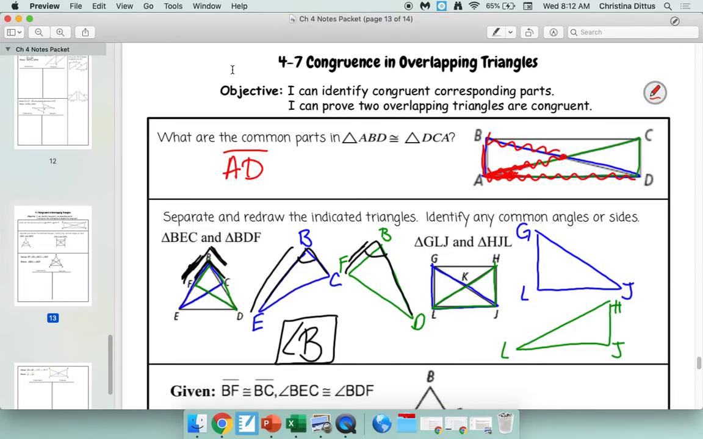I always feel like sides are easier to tell what they share. Are there any sides in this one that they share completely? LJ, yeah. You'll notice that we have LJ here and LJ here. And on this one, they're both blue and green, so LJ is what they share.